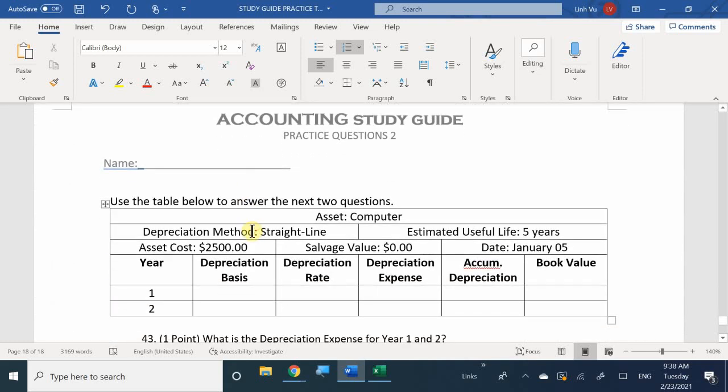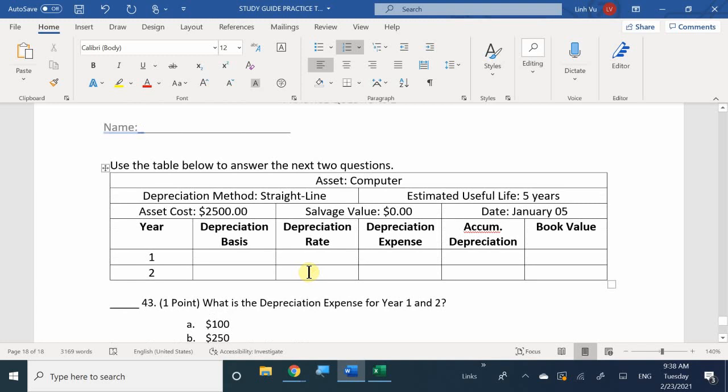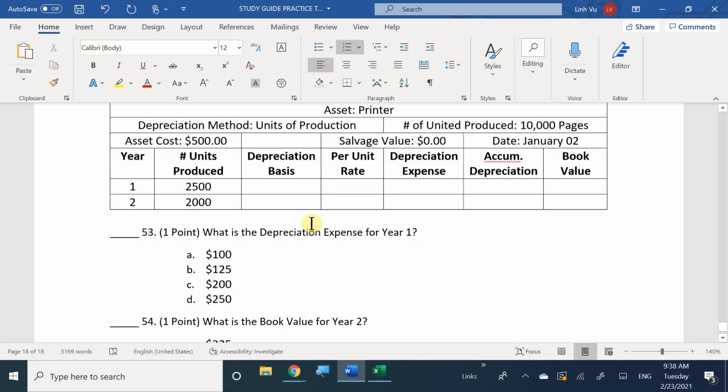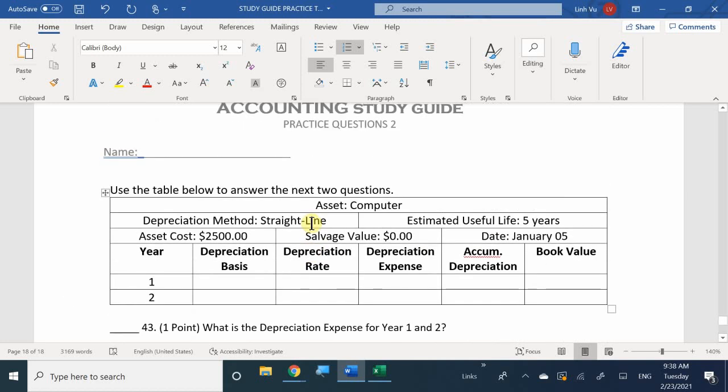Okay. So here you go. This is a perfect example of what I'm going to be asking you on the exam. So here you go, using the following table to answer the next two questions. So here I will be giving you an example for each type of depreciation. Here I only have two, so I can test you on straight line, double declining, and units of production. I will have all three on the exam.